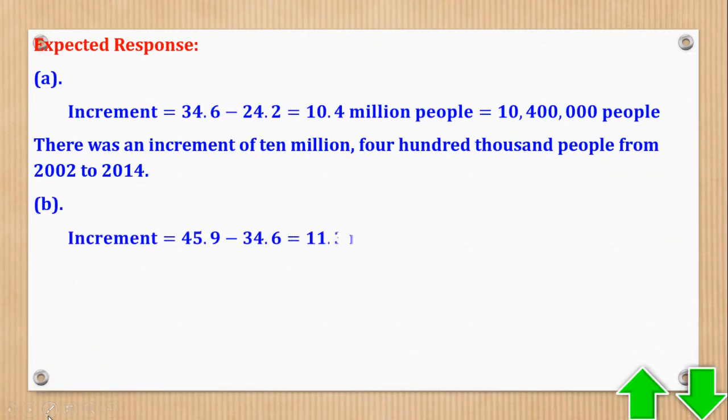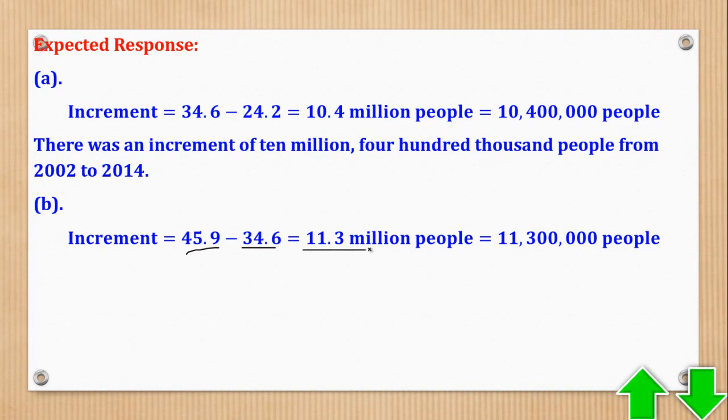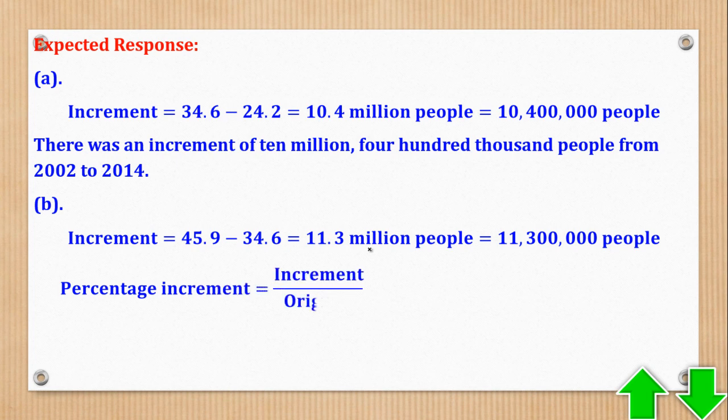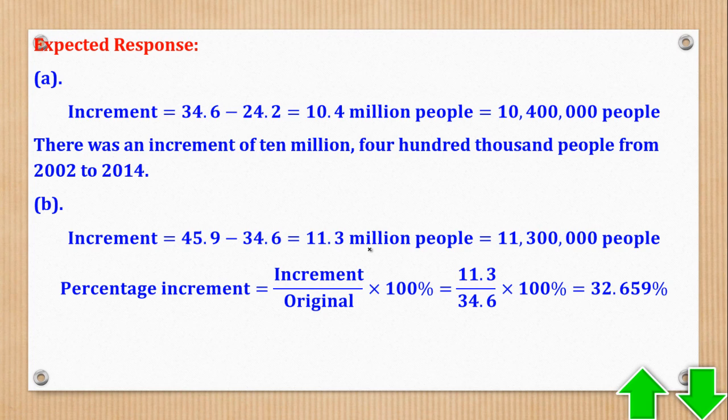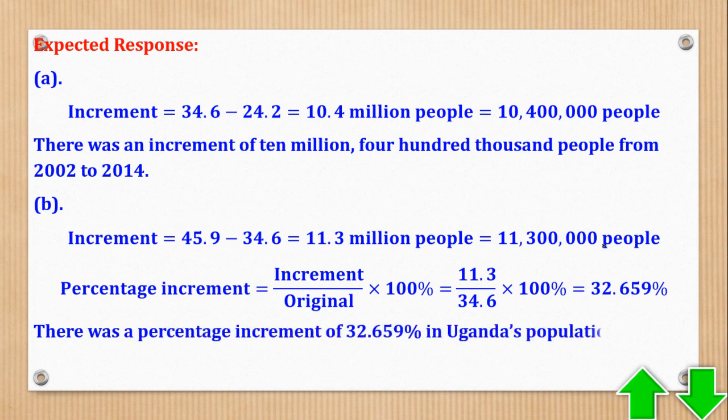Therefore, the first thing to do was to get the increment. This minus this to give you 11.3 million people. Then the percentage increment will be increment over original. Original is the initial, what was originally there before the increase. So this is increase over original times 100 to give you 32.659%. So that was task B.